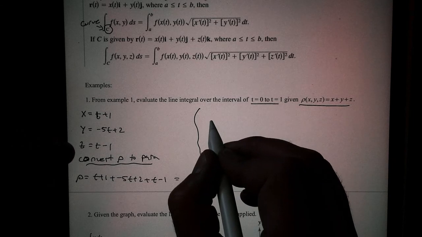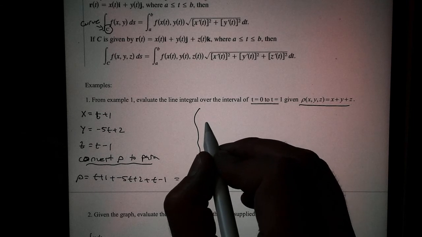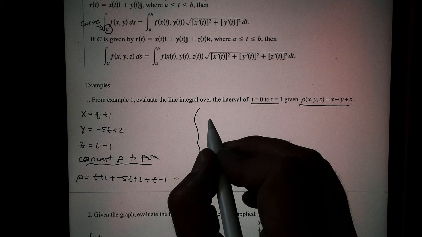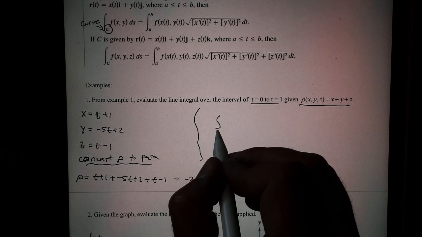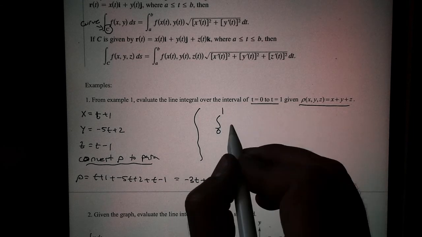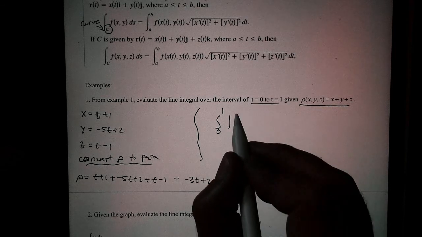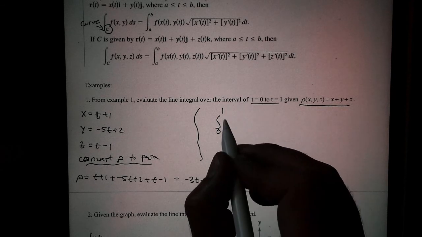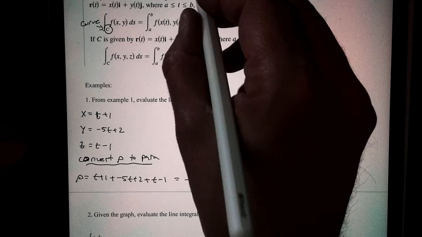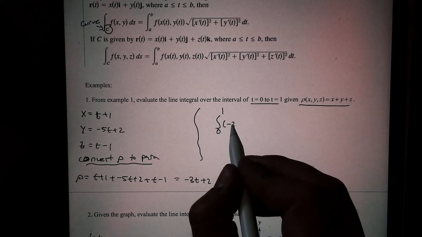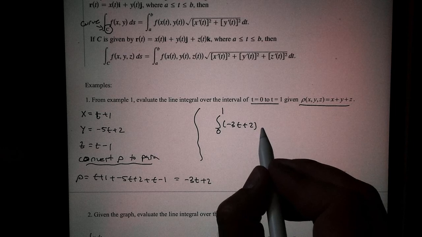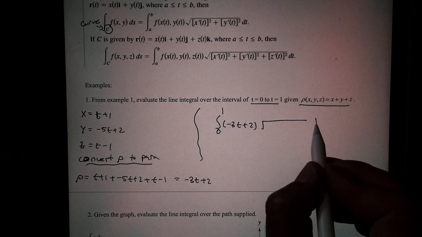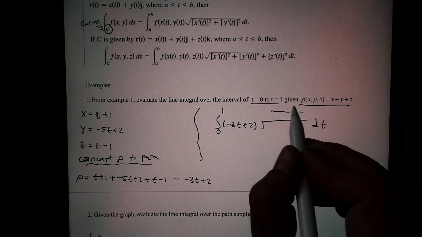So now I can go ahead and set up my equation to solve my integral, and this is going to give me my mass in this case, we'll talk about that in a second. From 0 to 1, we're in terms of t. Everything has to be in terms of t. My function, which is negative 3t plus 2, times ds. Remember, this little piece right here is ds.